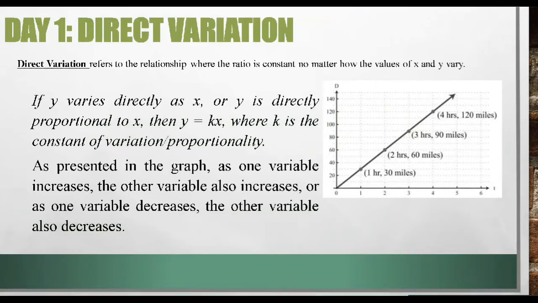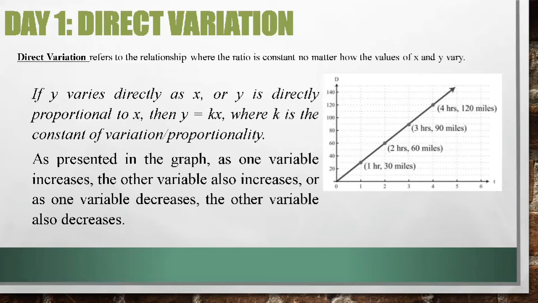So if y varies directly as x or y is directly proportional to x, then the formula that we're going to use is y is equal to k multiplied by x, where k is the constant of variation, or it is the proportionality constant. As presented in the graph, as one variable increases, the other variable also increases. Or as one variable decreases, the other variable also decreases.